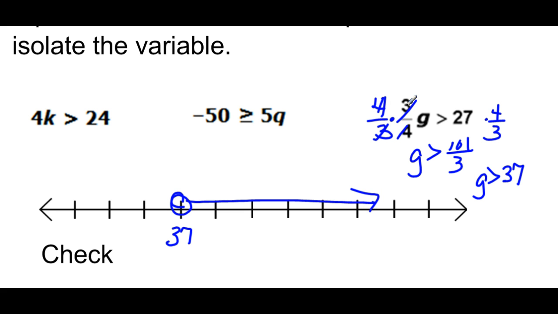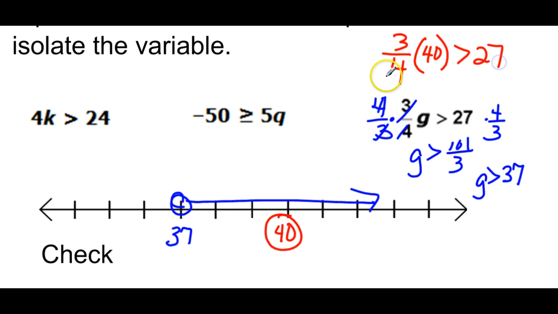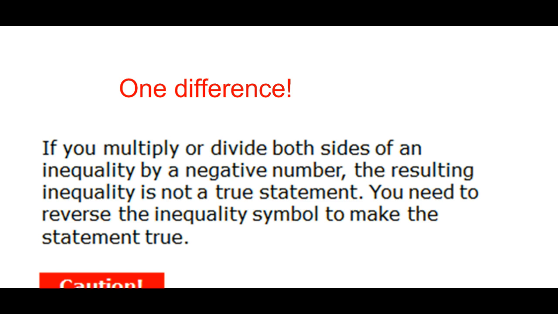So now let's pick a value. Let's pick something that's going to be easy to use here. So let's pick 40. 37, 38, 39, 40. That's in the range. So 3/4 times 40 is greater than 27. That gives me a 10. That gives me 30 is greater than 27. Check. That works.